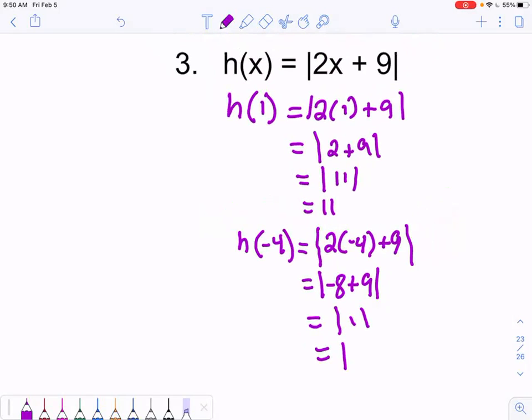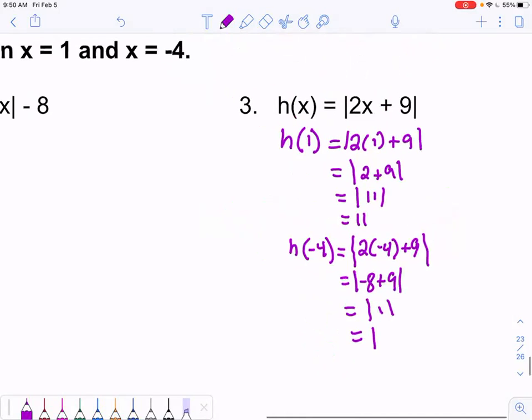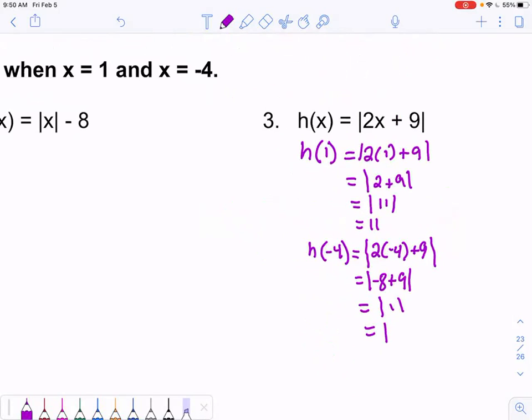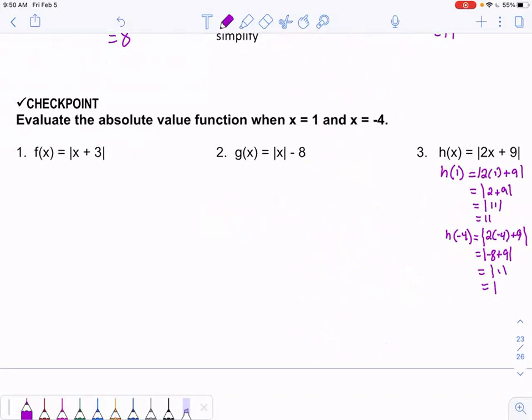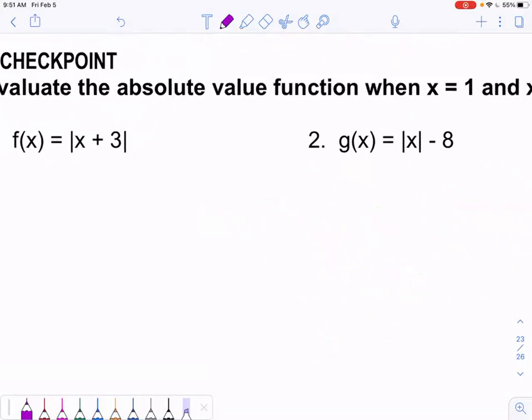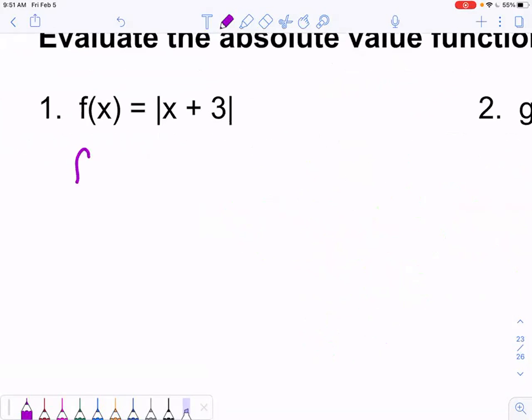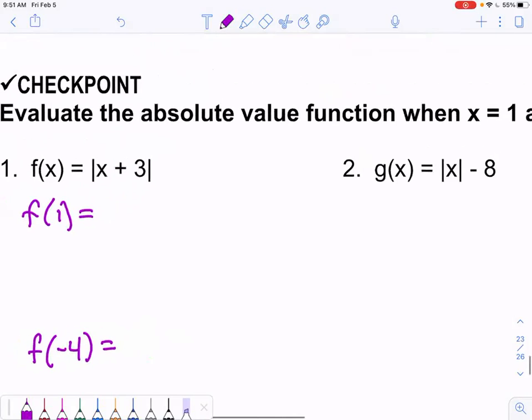So take a second for examples 1 and 2. Go ahead and see what you get for the first one, it would be f of 1 and f of -4. And the second one, you get g of 1 and g of -4. A two-part question, 2 things for each question. You can divide it up into boxes, I guess.